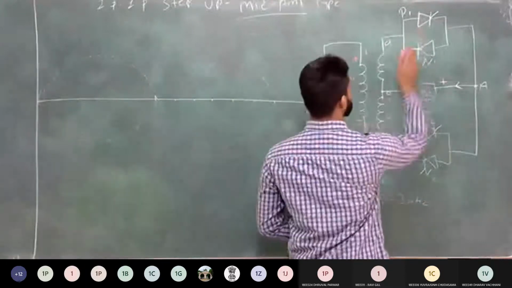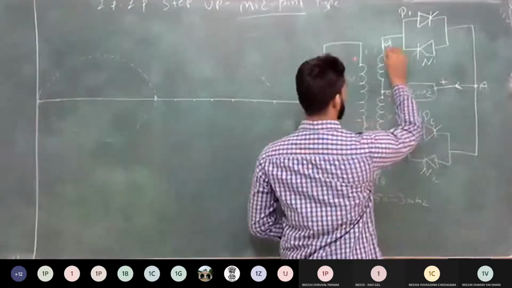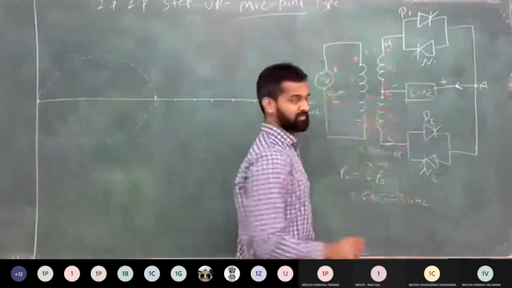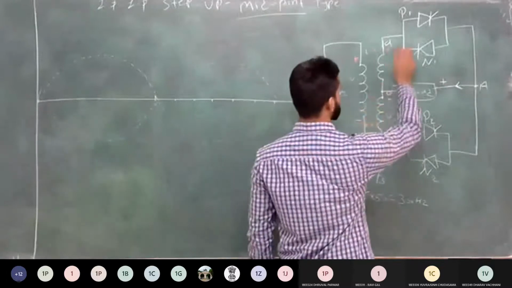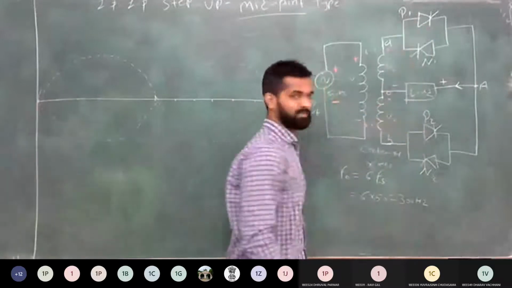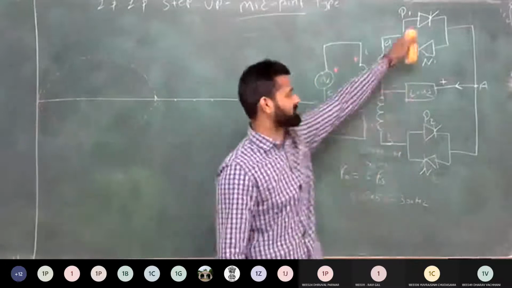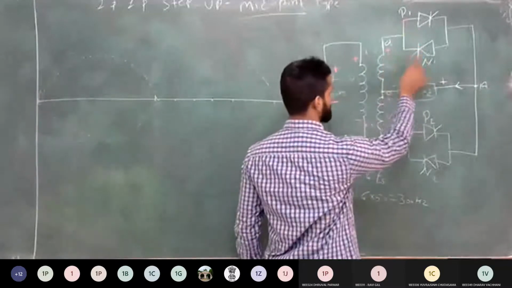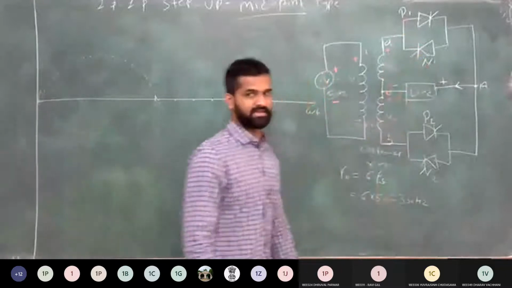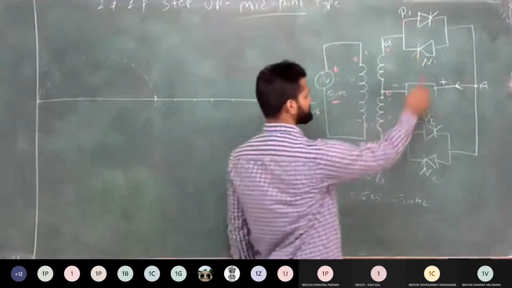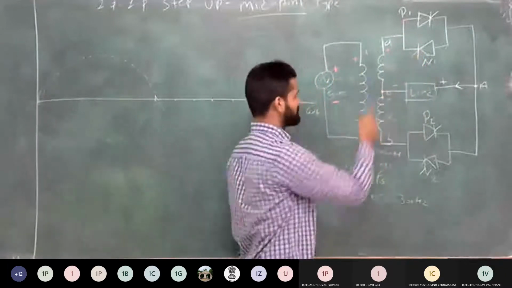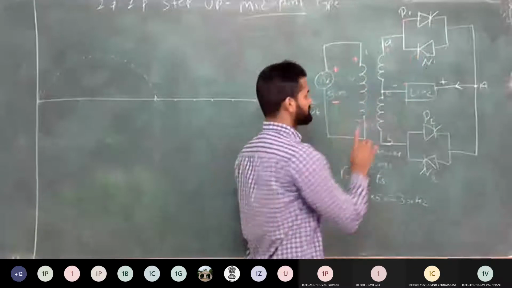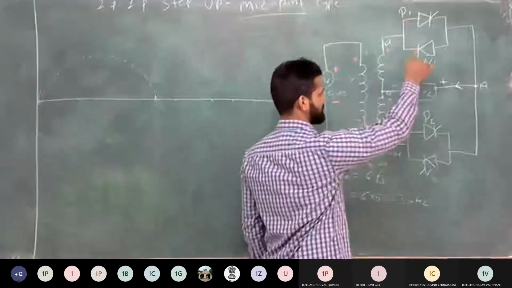Let's see for the P1. Here A is positive terminal. Now this positive terminal is connected with the anode of P1, so it means that P1 is in forward bias. Okay. Now let's check for the N1. Positive connected with the cathode, so it means it is a reverse bias. So it means N1 will not start conduction during the positive cycle of the supply from this 2 anti-parallel thyristor pair.